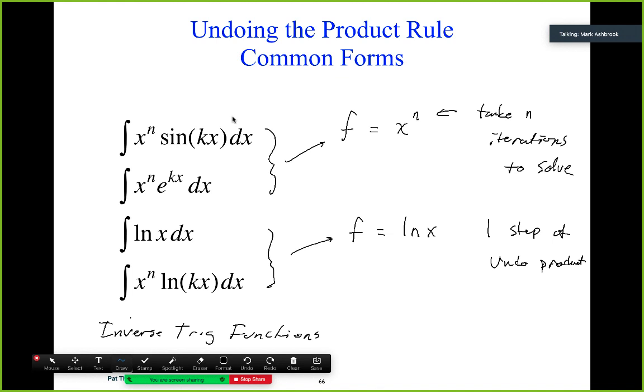But like 80% or 90% of the time, these are the ones you're going to come across. And so you're on the lookout for these forms to do undoing the product rule. Again, not to say that there aren't other forms where this technique works. There are, but these are the most prevalent. Okay, so questions on undoing the product rule? All right, we're going to move on to the next technique then.